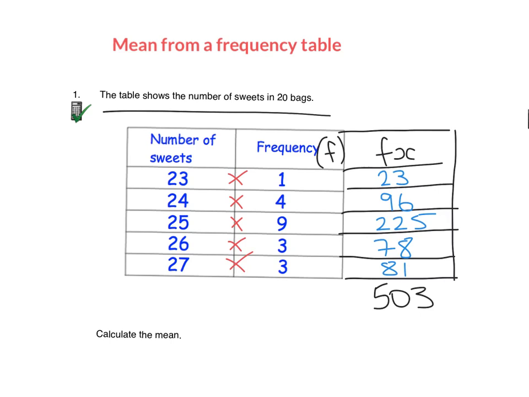So, next thing we're going to do is add up the frequency. Now, the frequency should be 20 because it says up here that it's 20 bags. But I like to just double check. So 1 plus 4 plus 9 plus 3 plus 3 is 20.